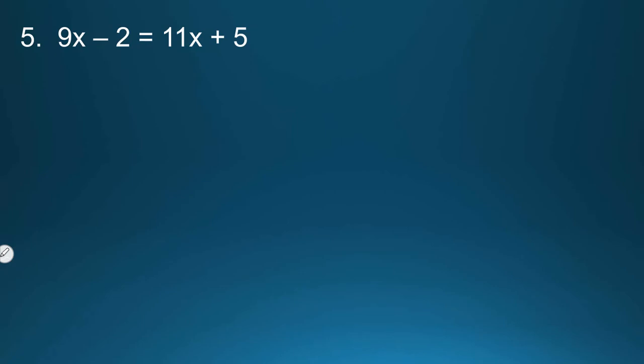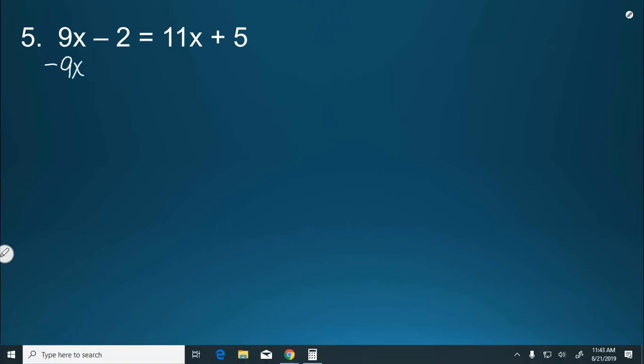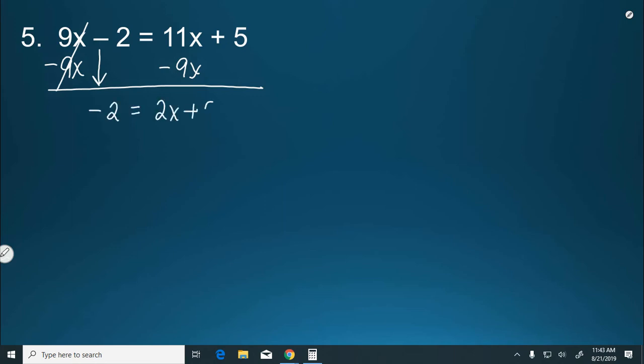Skipping number 4, let's jump to number 5. So now here we have two terms on each side, all right? So I like to always start by putting the x parts, or the coefficients of the x's, together. Now, because I can, I usually try to avoid having a negative. So if I have 9x and 11x, it would be easier to subtract 9x from both sides so I don't get a negative. So I'm going to start by balancing by subtracting 9x from both sides. The 9x cancels out. Remember to bring down the negative.